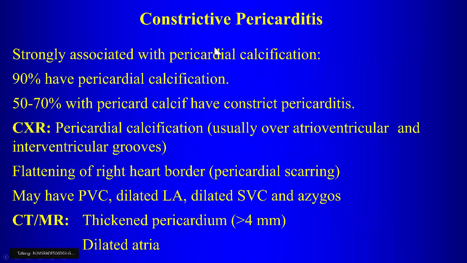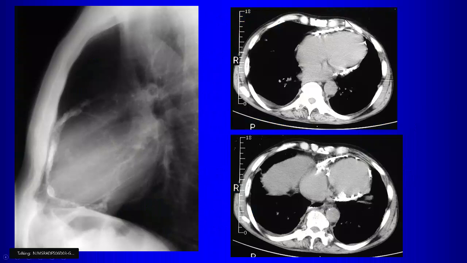This is strongly associated with pericardial calcification. 90% will have pericardial calcification. It's said that 50 to 70% with pericardial calcification will have constrictive pericarditis. So on the chest radiograph, look for flattening of the right heart border, pulmonary venous congestion, dilated atria, especially the left atrium, dilated SVC and azygous vein. Of course, thickened pericardium. So pericardial calcification, we look for that.